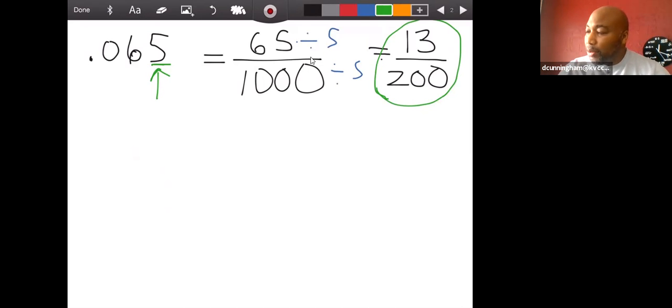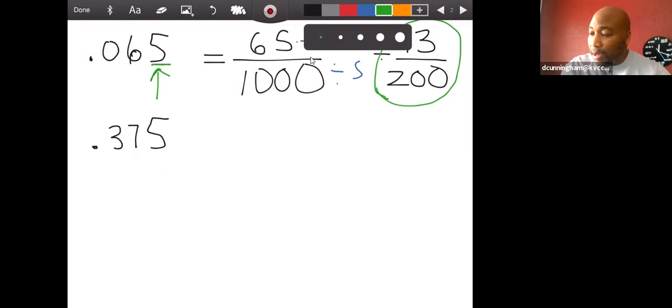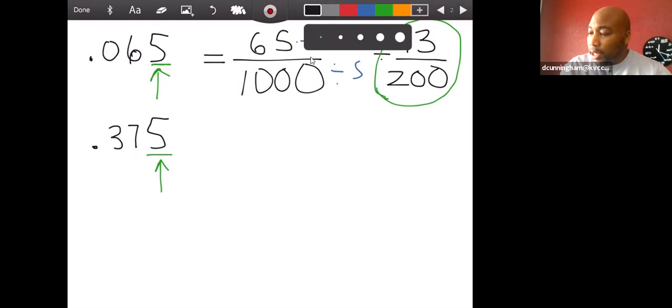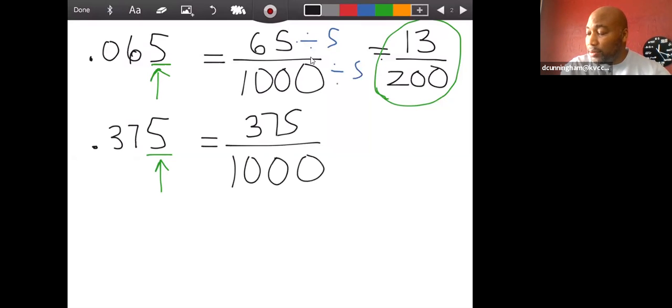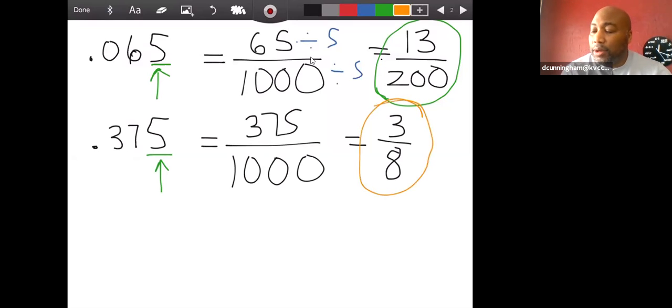Let's go back to another problem that we did earlier. Again, let's say this number. This is 375 thousandths. How do we know that? Because this is our last place value. You always say the last place value. And so let's write down what we just said: 375 over 1,000. Now, again, we could reduce this, but since we did this earlier, we know eventually this can be reduced to 3/8. And that will be our answer, 3/8.